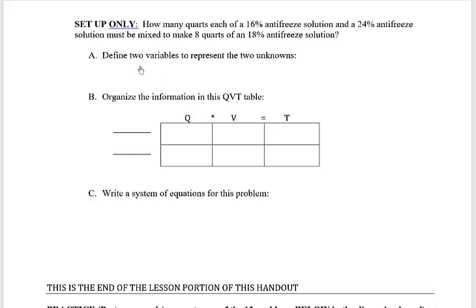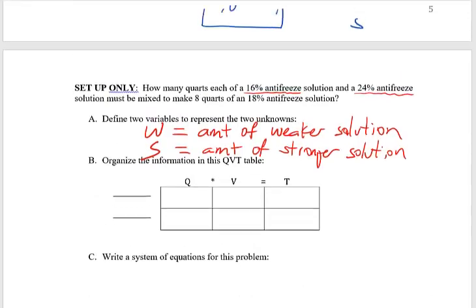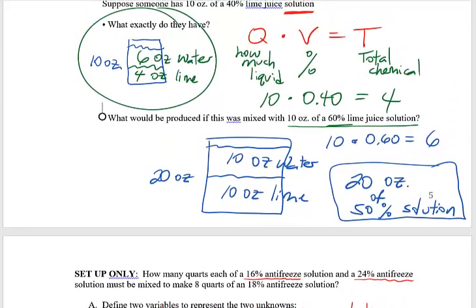I always use W and S to stand for the amount of the weaker solution and the amount of the stronger solution. The idea in these problems is you've always got a weaker one. In this case, the weaker one would be the one that only has 16% in it, and then you've got a stronger one, that would be the one that has 24% in it, and you're mixing them together and you're going to end up with something in between. In that last example, that background problem, we ended up with exactly halfway in between, didn't we? Because the original one was 40% and then we had 60%, we ended up with 50%. That does not usually happen.